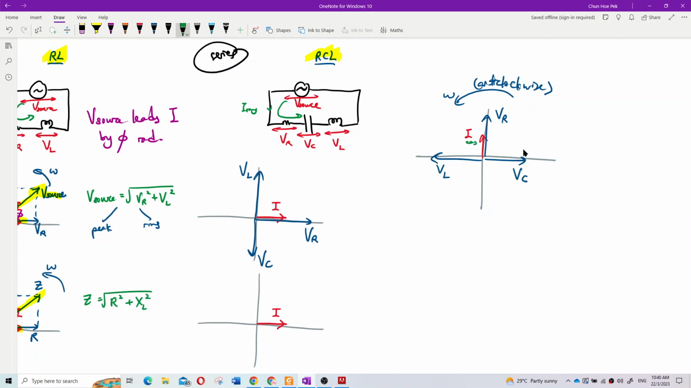So this one is cos. If the current is a cos equation, cos omega t, then VR is also cos omega t. But then VC should be sine omega t, and VL should be negative sine. If instead the current is using sine omega t, VR is using sine omega t, and then VL is cos omega t, and VC is negative cos omega t. You understand this, class?